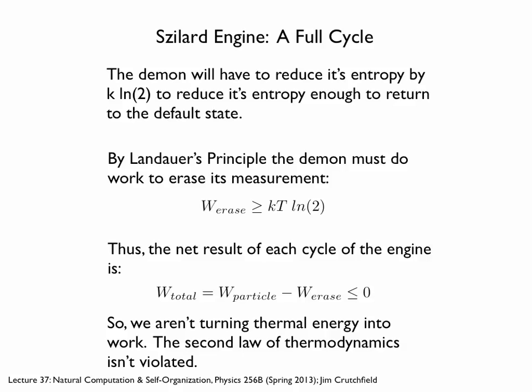And if we accept Landauer's principle, then since the daemon has to reduce its entropy by k log 2 to return to the default state, the work that the daemon has to do to erase that information is greater than or equal to kT log 2. So that means that the total work of this system, which is the work of the particle done on the barrier minus the work done by the daemon to erase, even if each portion of the cycle might not have 0 work, it has to be less than 0. So we're not turning thermal energy into work, and the second law of thermodynamics isn't violated.